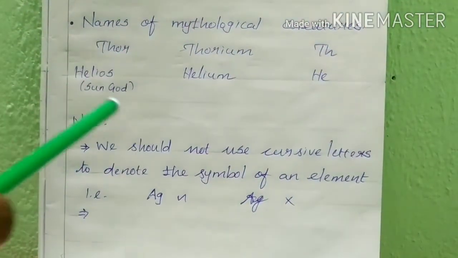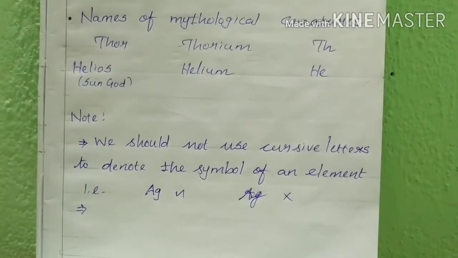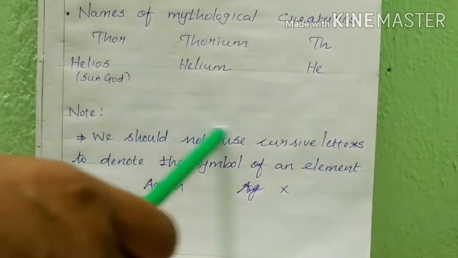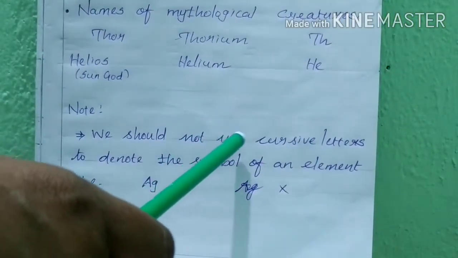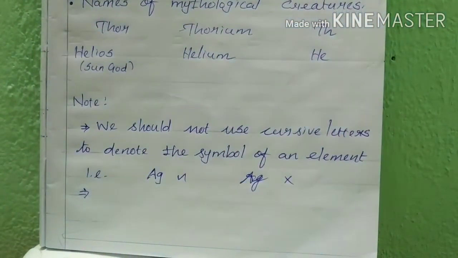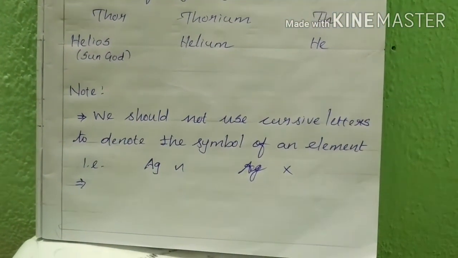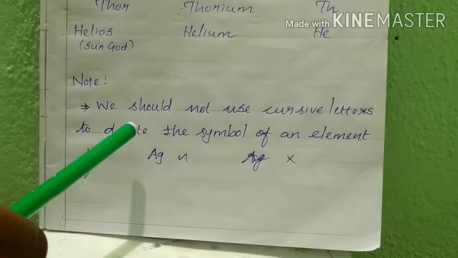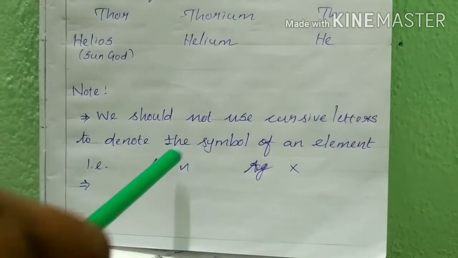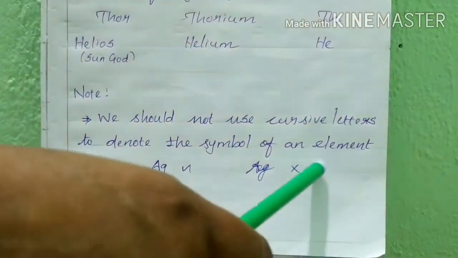Before closing this video, I want to say one note. When we are writing the symbols of the elements, we should not use cursive letters. We should use only ordinary letters. See, if we want to write the symbol of silver, that is Ag. This is the right one and this is the wrong one.